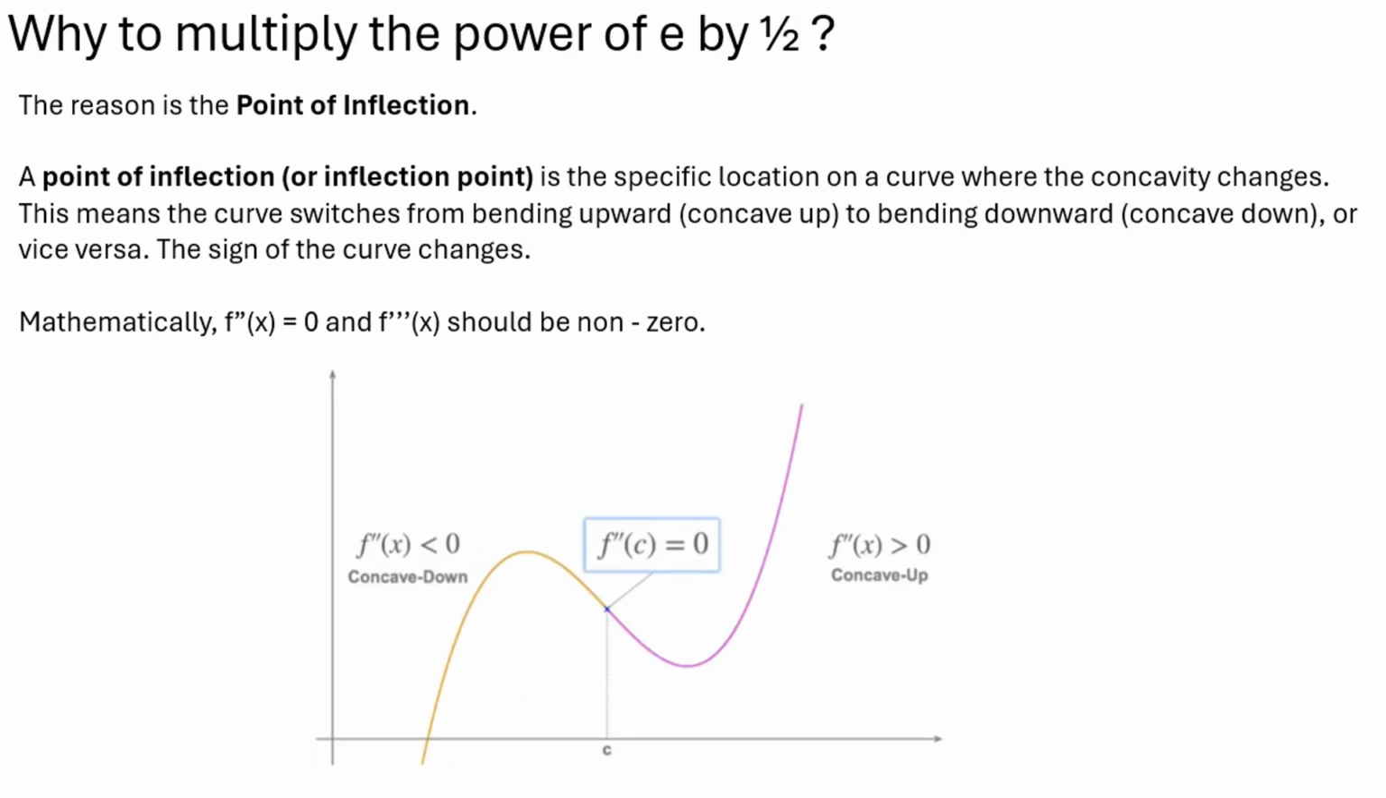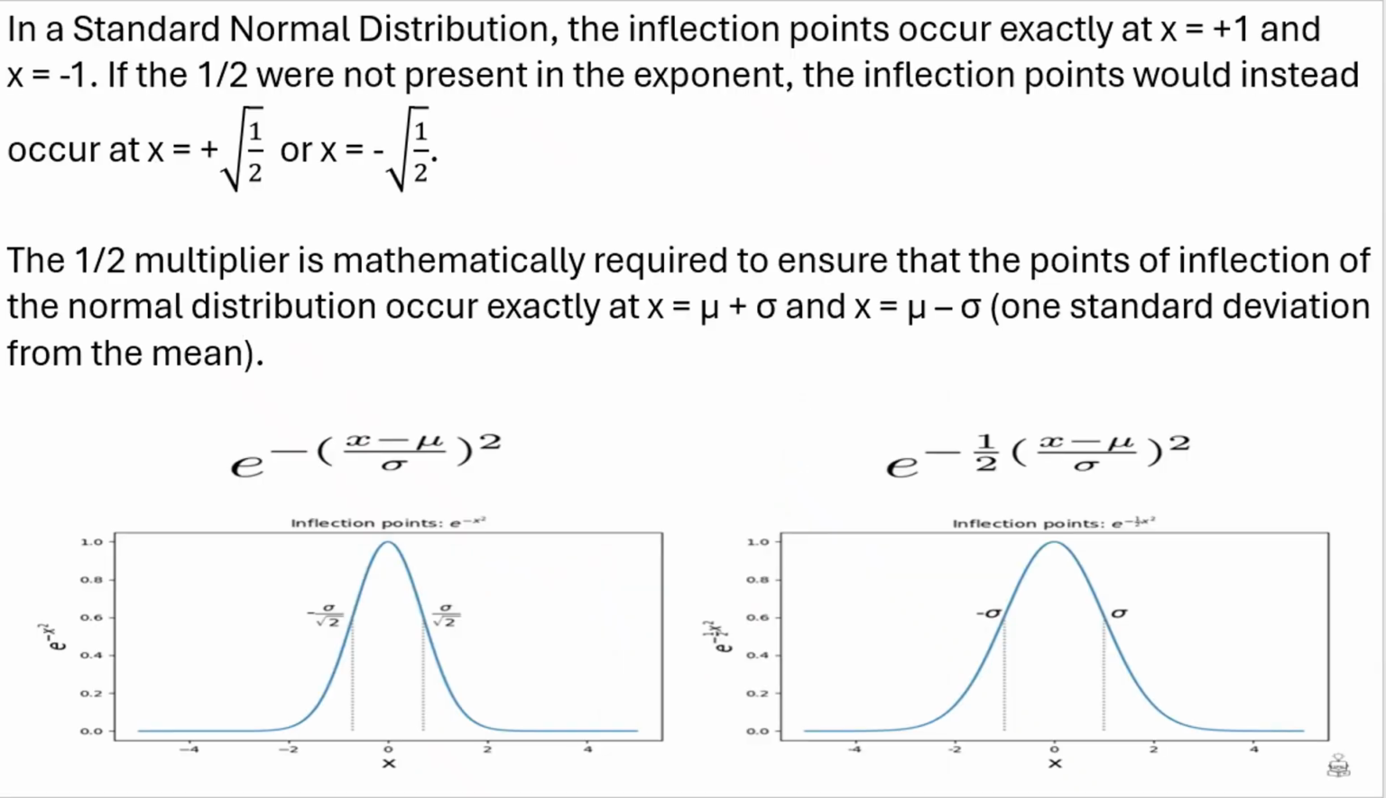But then, as can be seen in the PDF of the normal distribution, why have we multiplied the power of e by half? Well, the reason here is the point of inflection. The point of inflection is the specific location on a curve where the concavity changes. This means that the curve switches from bending upward to bending downward. Mathematically, it is the point where the double differentiation of the function is 0 and the triple differentiation of the function is non-zero.